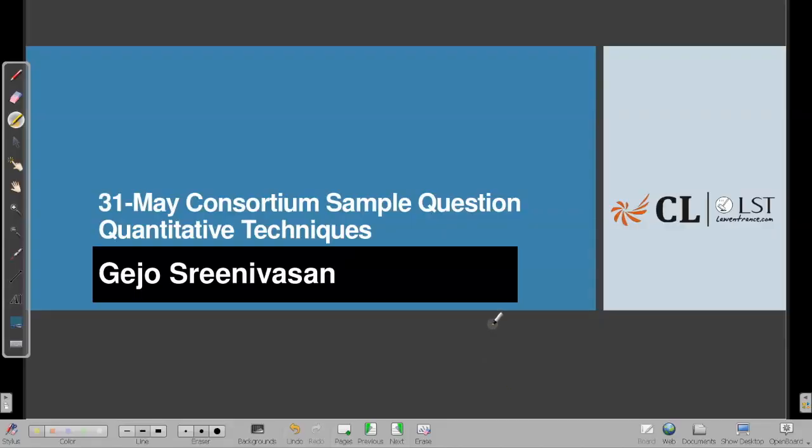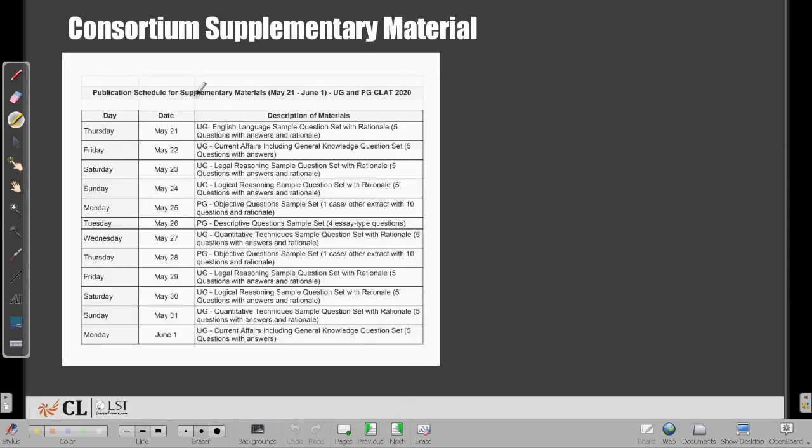Hi, we're going to solve the 31st May Consortium Sample Question, which was based on quantitative techniques. This is a part of the supplementary material they've been publishing in the official Telegram channel. The link I've shared in the description box below. And this is the 31st May quantitative technique question.